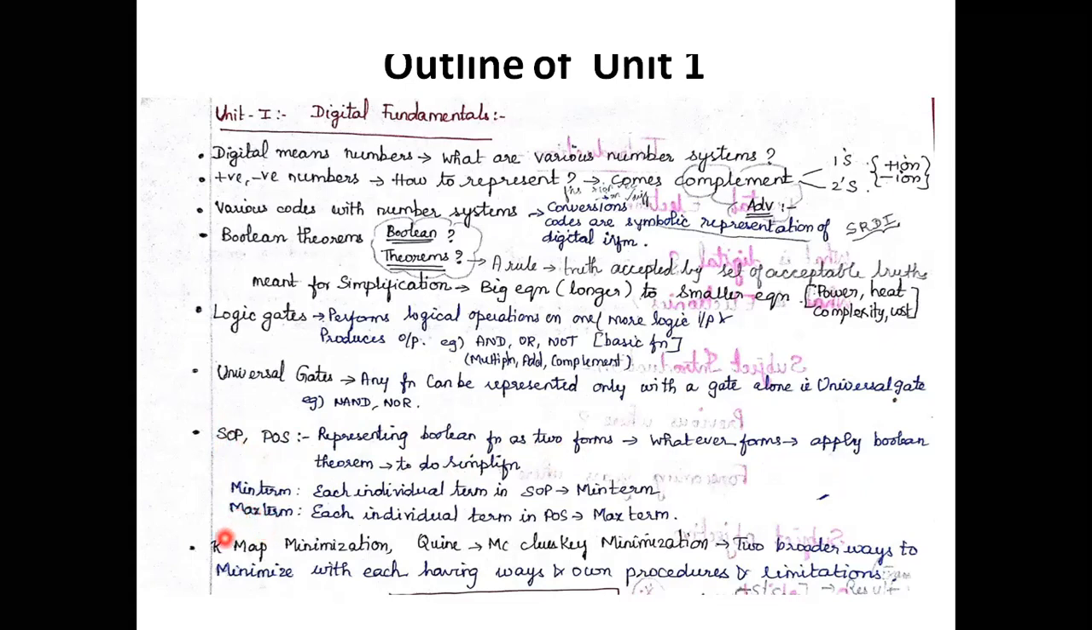Then at the end of this Unit 1, we will describe K-map minimization and the Quine-McCluskey method of minimization. Apart from using Boolean theorems, we can also use the K-map and Quine-McCluskey method to minimize a particular Boolean function. Basically there are these two broader ways to minimize, and each has its own procedures, and each has its limitations. This is what we are going to discuss in Unit 1.